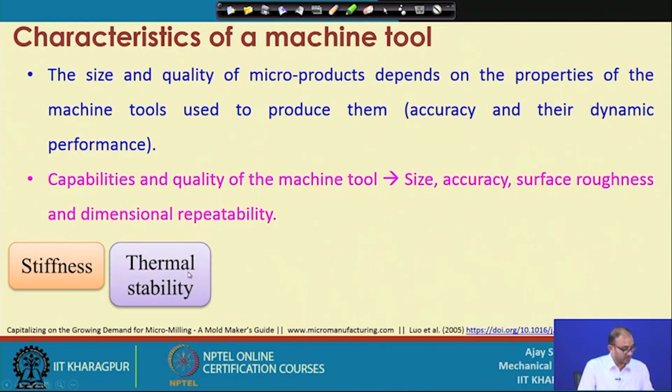Another thing is thermal stability, because temperature has a very important role especially in micro machining. Even a small degree change here and there will create a problem, because we know one parameter, that is called the coefficient of thermal expansion.